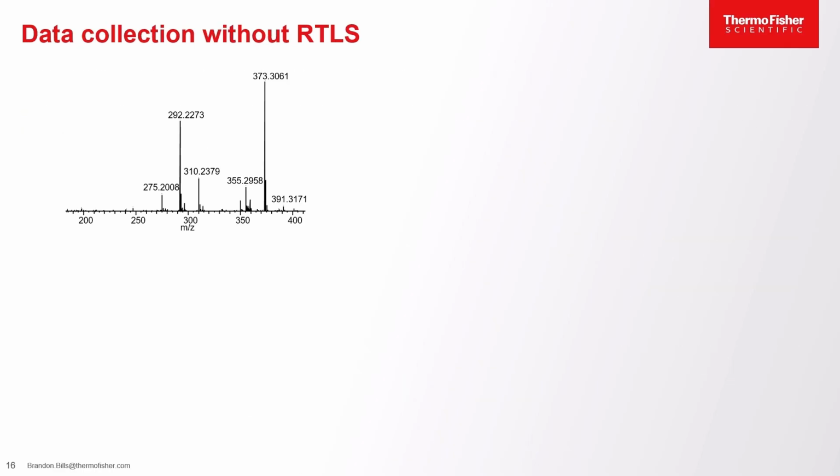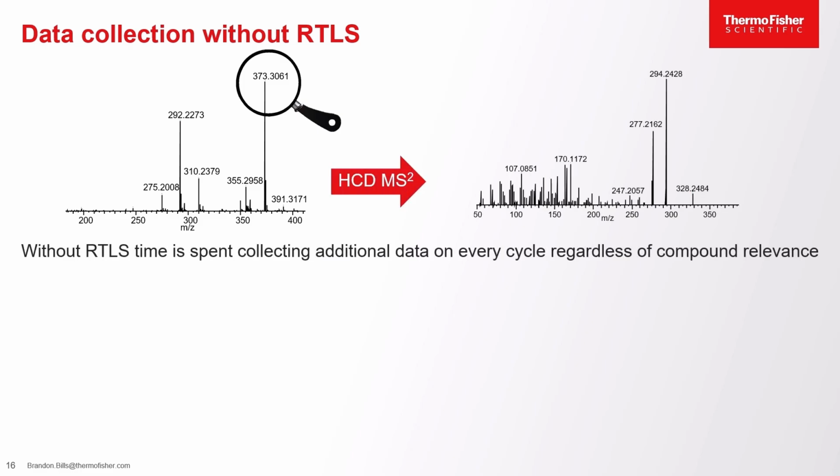Okay, now that we have an understanding of how the scoring works, let's take a look at how data collection differs with and without real-time library search. So without real-time library search, you collect MS1, and then in a data-dependent experiment, you select a precursor, typically the most intense one, and you fragment it. Then, if you've got a complex method, like the one I showed earlier, without real-time library search, it will spend time collecting additional data on every cycle, regardless of how relevant that compound is to your overall study.